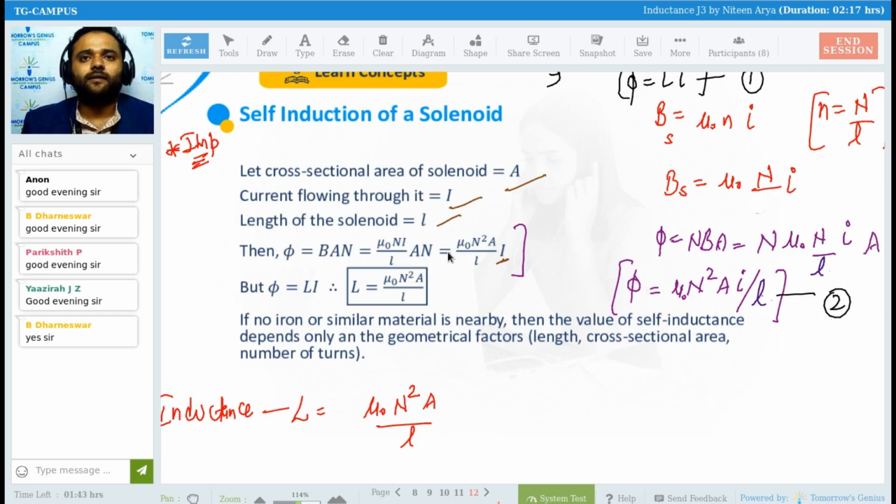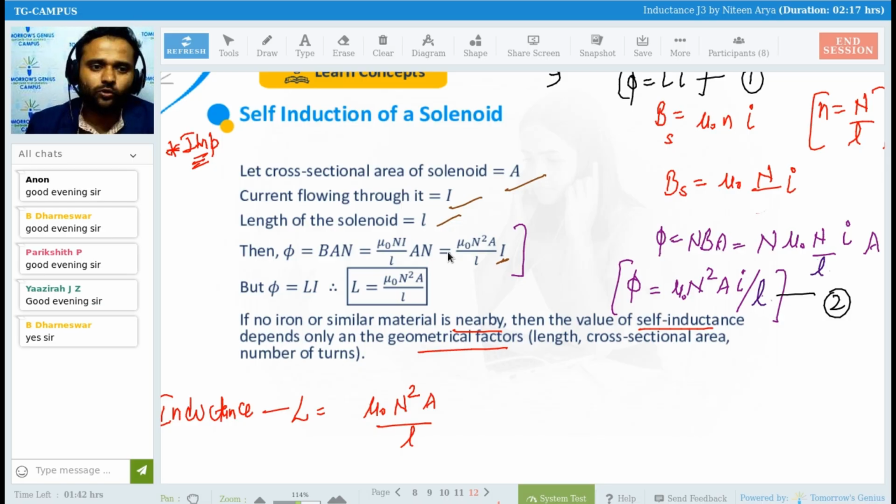It is directly proportional to the coil dimensions. Everything is related to dimension: N is unitless, A is dependent on the coil area, l is dependent on the coil length, mu naught is permeability, N is constant. Is this clear? And obviously which particular material you take also matters. So if no iron or similar metal is nearby, then the value of self-inductance depends only on the geometrical factors. Clear? Why this particular line, if no iron or similar material is nearby?